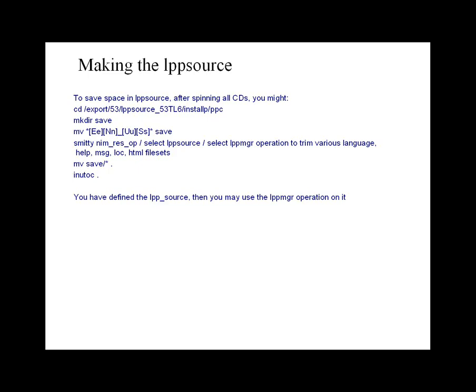Now I will say I've been using the LPP manager to trim contents of an LPP source. I've never once had to go back and get something that had been taken out, but I could if I needed to. So after I perform the LPP manager operation, I'll move everything in the save directory back to the PPC directory, and then I'll build the table of contents again, inutoc . in the PPC directory.